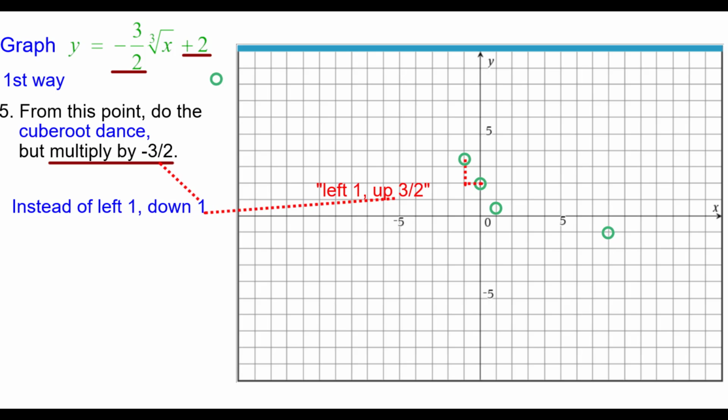Instead of left 1, down 1, it will be left 1, up 3/2. Negative times negative is positive 3/2. And instead of left 8, down 2, it will be left 8, up 3. Negative 3/2 times negative 2 is positive 3.